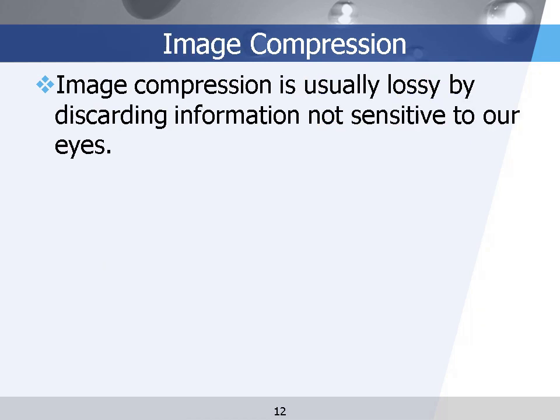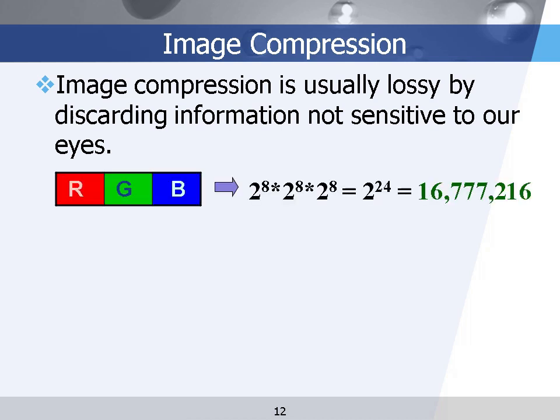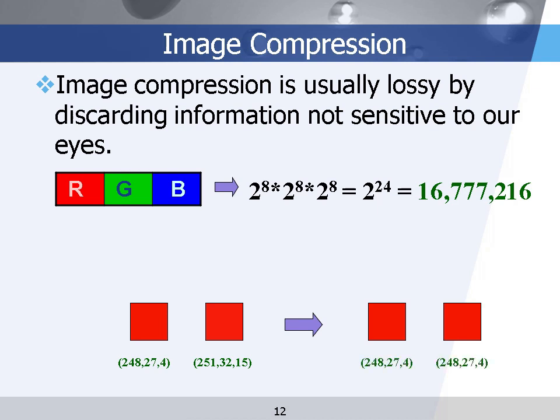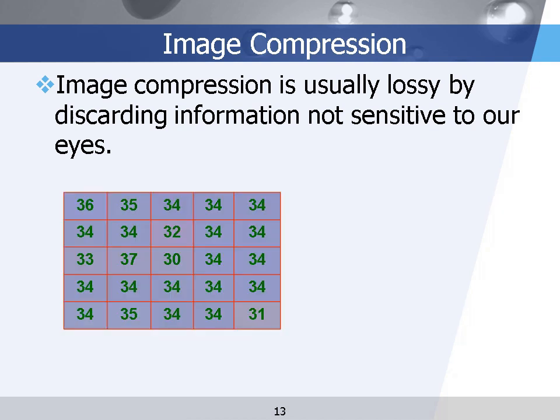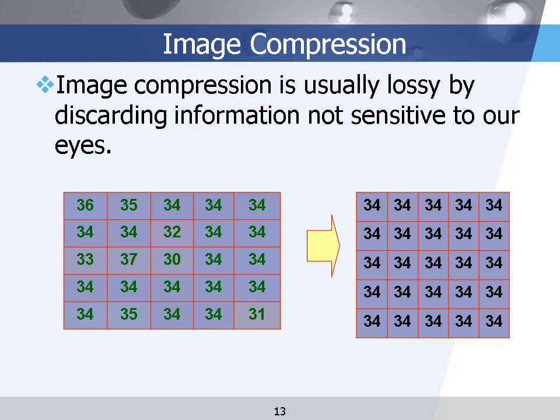Image compression is really lossy, discarding information not sensitive to our eyes. For a true color RGB image, we can have more than 16 million different colors, and most of the time we cannot distinguish some similar colors. For example, these two colors look quite the same, but their values are actually different. So in this case, we can change them into the same value so that we can use the run-length encoding technique to compress the color. For example, we have a matrix of different values, and we can use run-length encoding, replacing all the nearby values using 34. Then we can use 25/34 to replace the original matrix. So we only need two numbers to represent the original 25 different numbers.